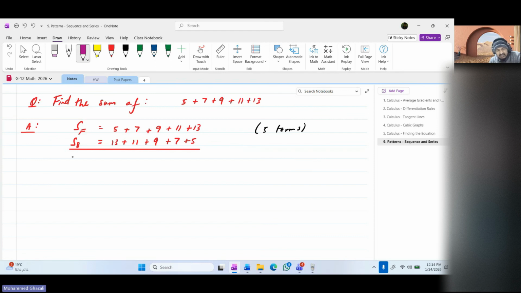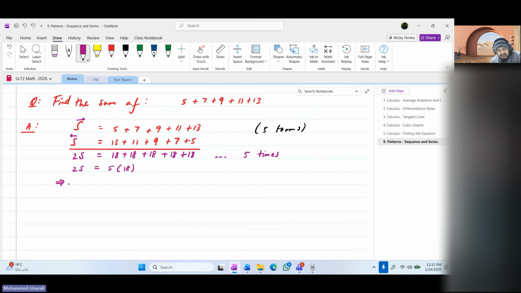So s plus s is 2s, right? So let me take out forward and backward. Those are still s. This is going in the forward direction, and this is going in the backward direction. S plus s is 2s, which equals 5 plus 13 is 18, 18 again, 18 again, 18, and 18. You see the same thing, you find a pattern. So how many times is 18 repeated? 5 times, right? So now you're going to write 2s is equal to 5 times 18, correct?